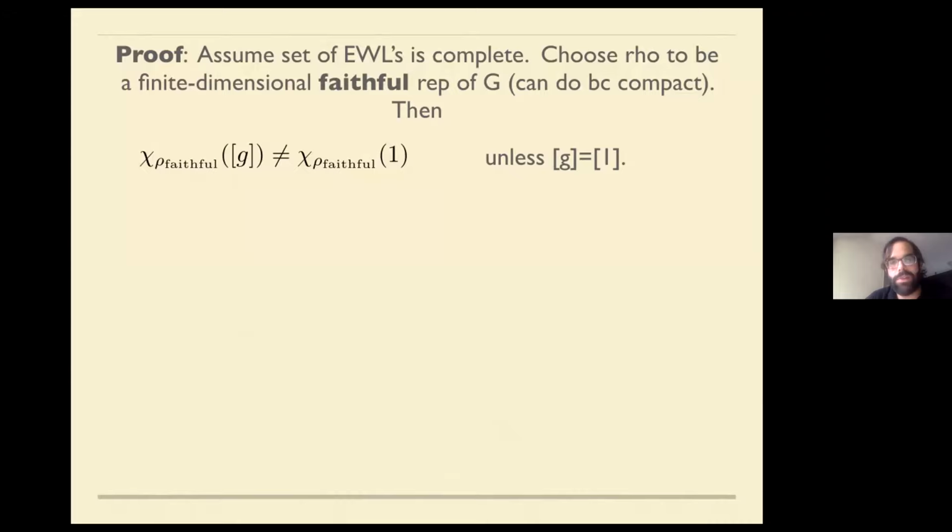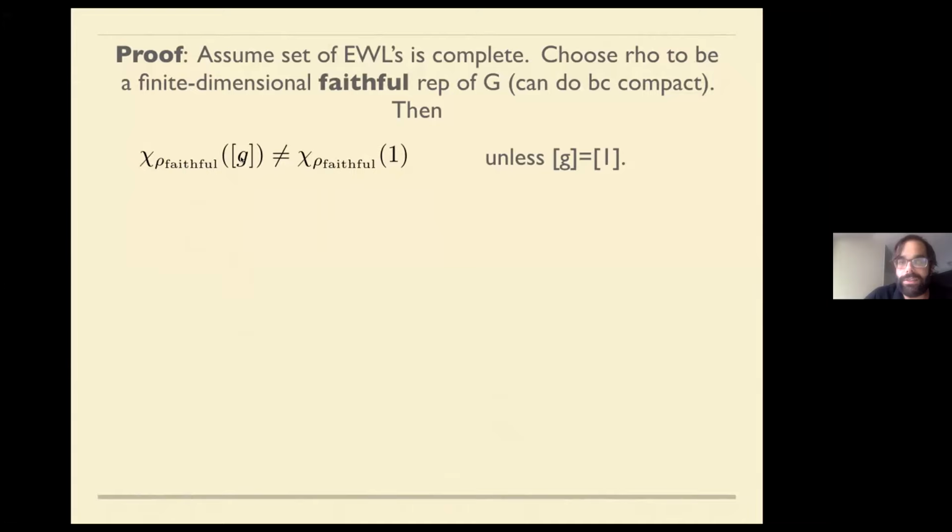If the set of n-double Wilson lines is complete, that means that for any representation whatsoever, you have the corresponding Wilson line ends. In particular, I can choose a finite dimensional faithful representation of the group, which is something I can do because the group is compact. When you have a faithful representation like this, it's a property of a faithful representation that the characters are never equal to the characters of the identity, simply because this only happens if the matrix representation that you're using for the conjugacy class of G is basically the identity. So that proves it in one direction.